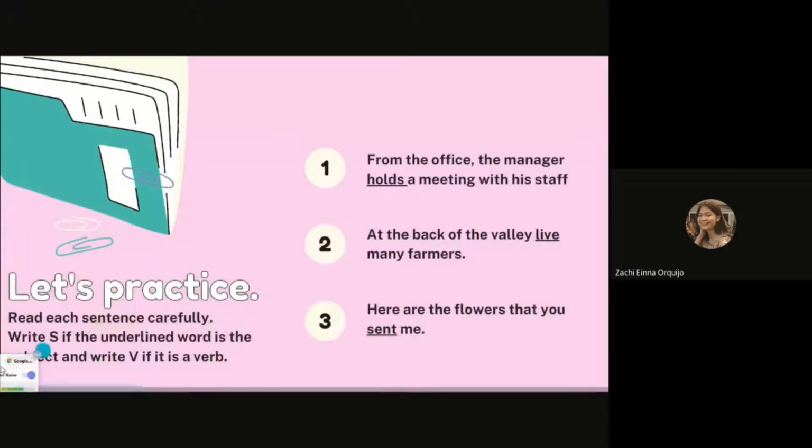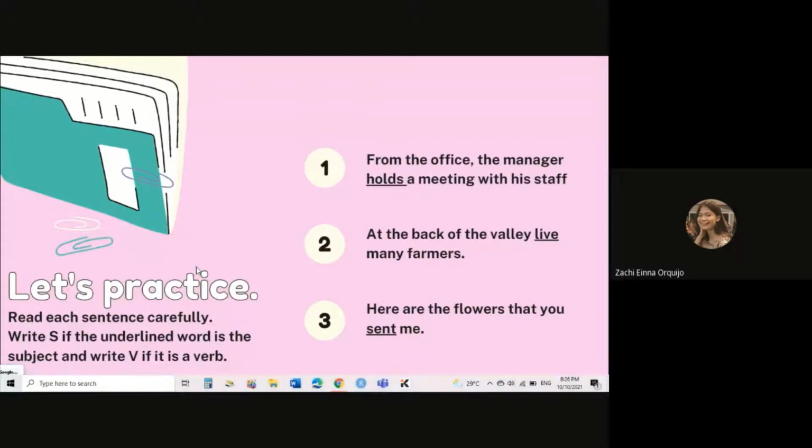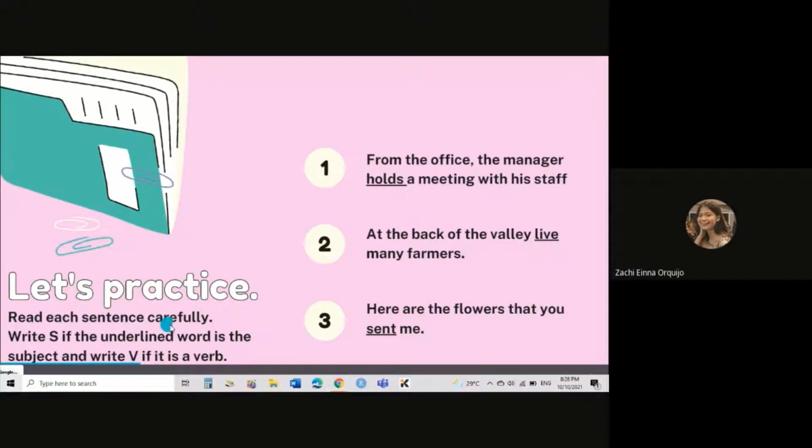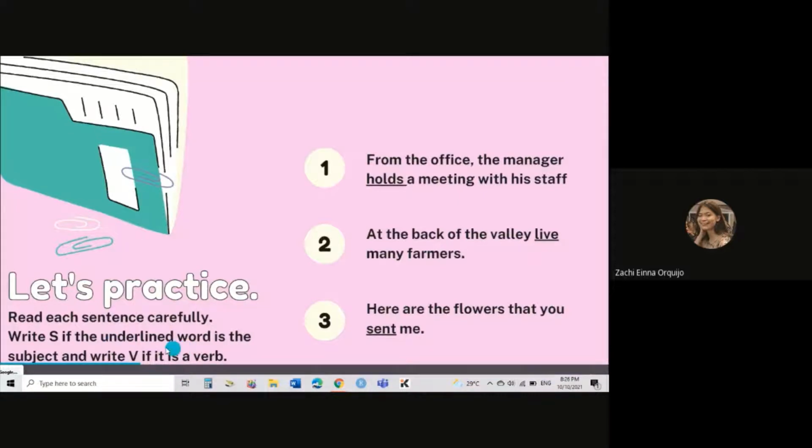So, let's have first an activity. So, let's practice what you learned or what you have, no? Or anong prior knowledge ang meron kayo. So, we will read each sentence carefully, and then I will give you siguro 10 seconds to identify if the underlined word, rather, is a subject, no? Write S, and write V if the underlined word is verb.